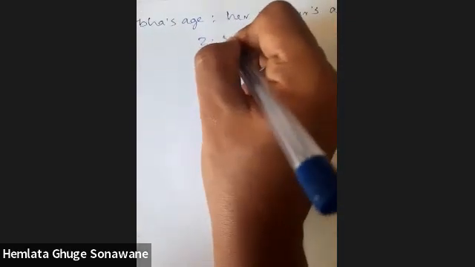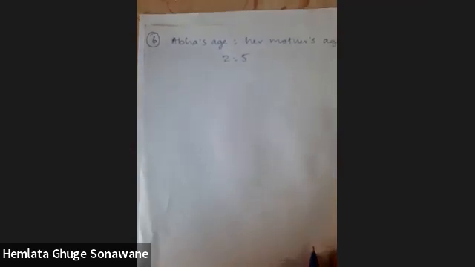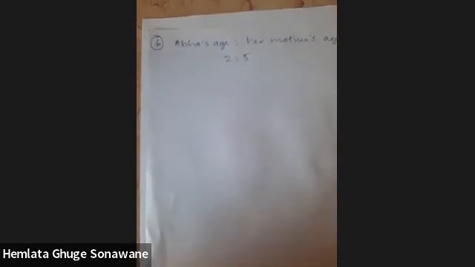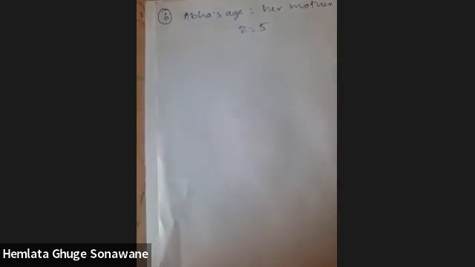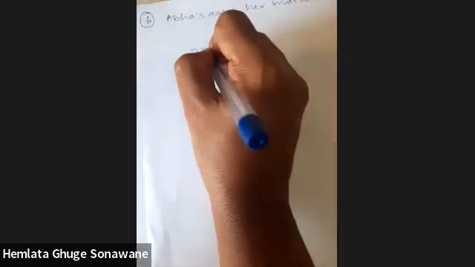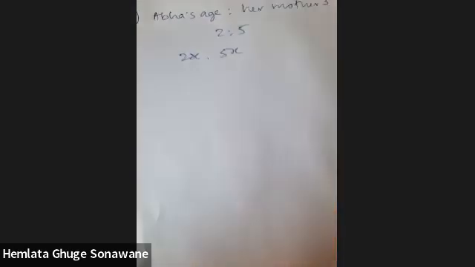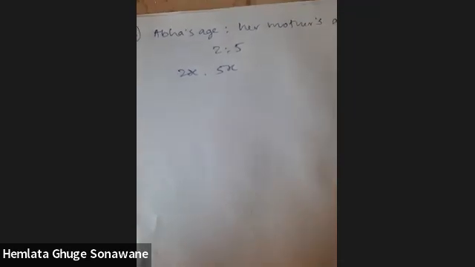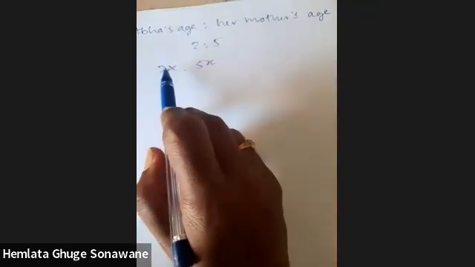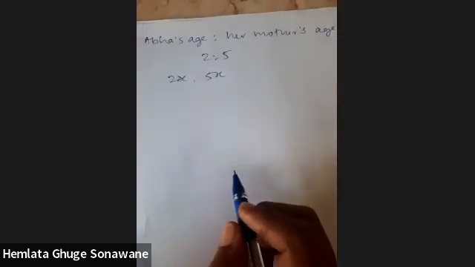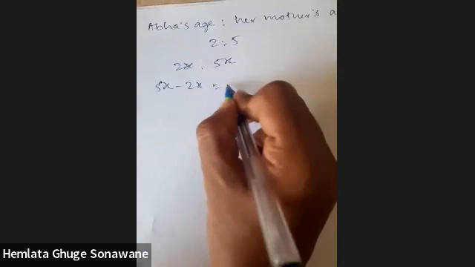as 2:5. Now here we'll take a common multiple for the ratio as x. We'll take x as a variable. So it becomes 2x and 5x. Now second condition, the mother's age at the birth of Abha was 27, that is 2x years ago, was 27 years. So we have got one equation here, that is 5x minus 2x is equal to 27.